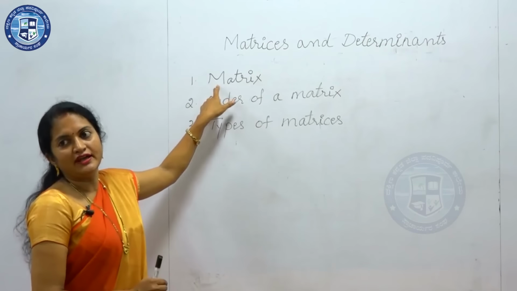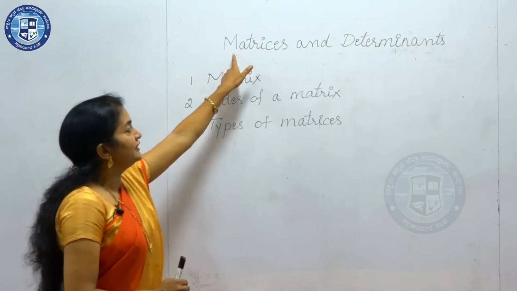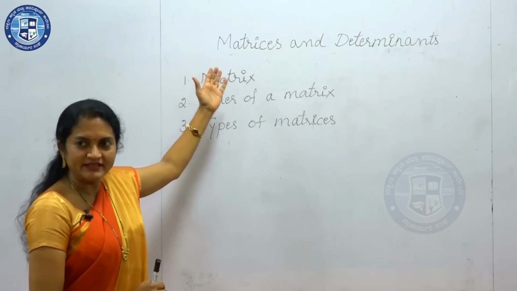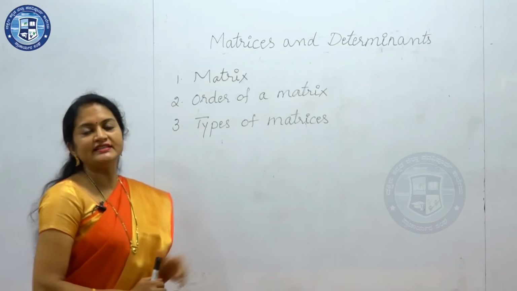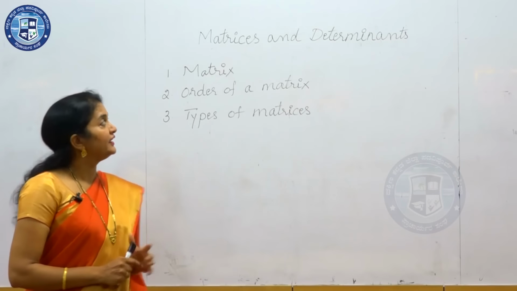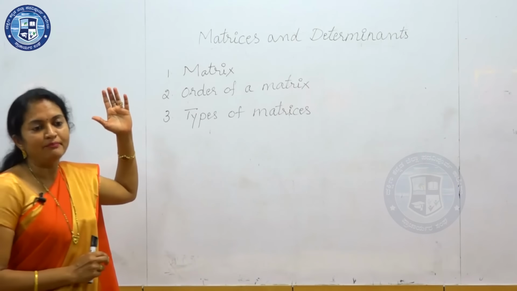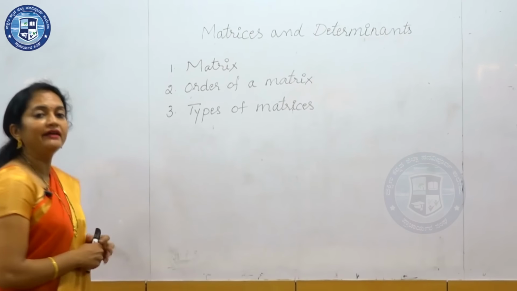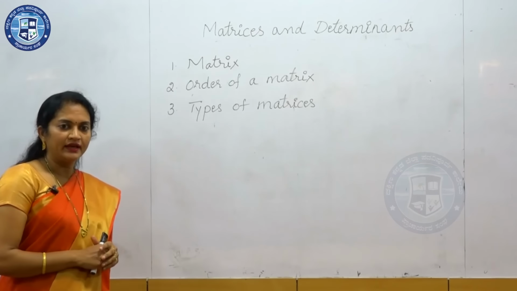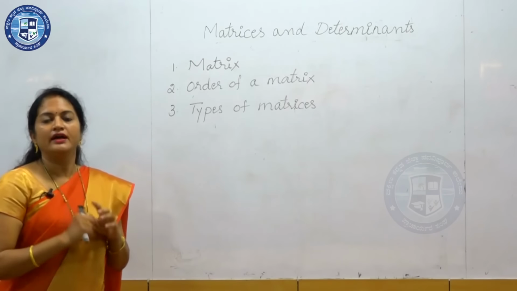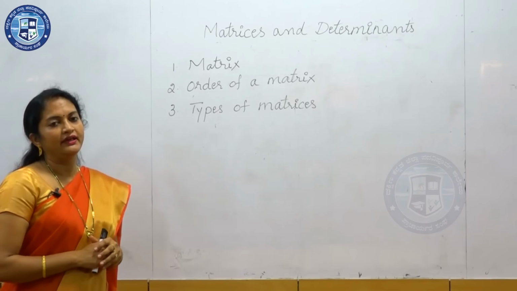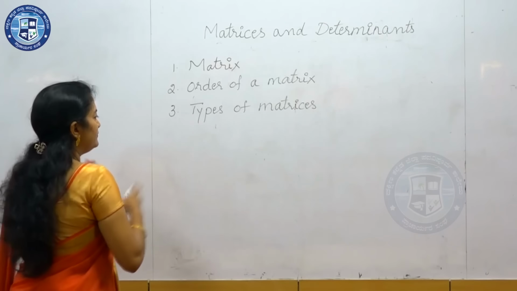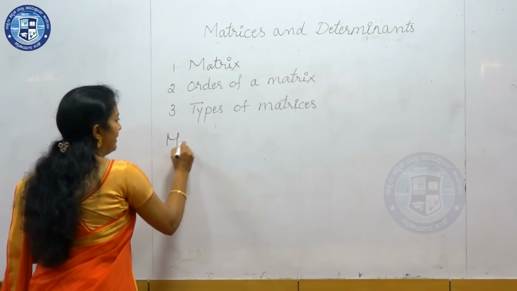Matrix is the singular form of the word matrices. Matrix is the singular form, matrices is the plural form. Now we will see what is a matrix. A matrix is a rectangular array of numbers enclosed in a square bracket or a normal bracket.